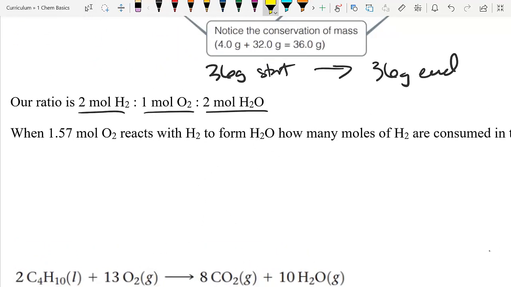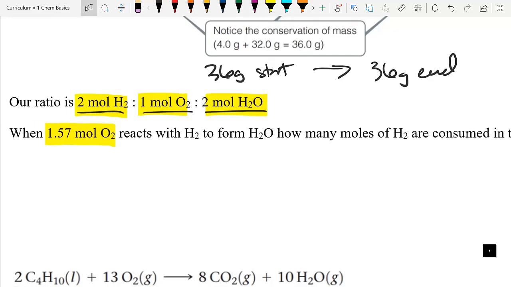Key information, once again, is that I have 1.57 moles of oxygen, and I know these reacting ratios. So I'm going to go into this problem, and I'm going to think, well, how many moles of hydrogen are consumed? The comparison is oxygen and hydrogen. It's just the O2 and just the H2. So really, it's not relevant to me that I have that 2 moles of water. It's just the 2 moles of hydrogen to 1 mole of oxygen.